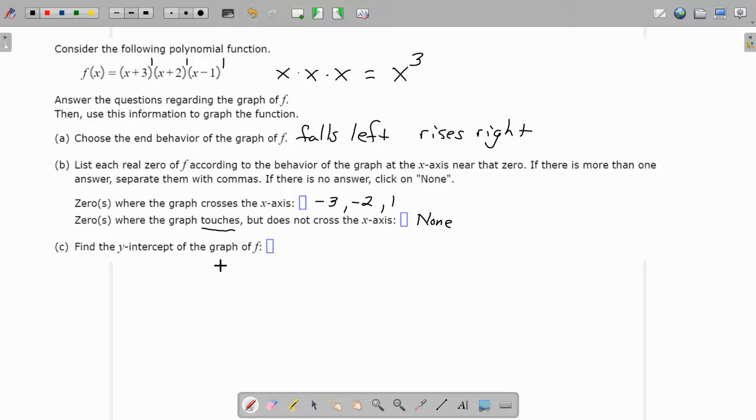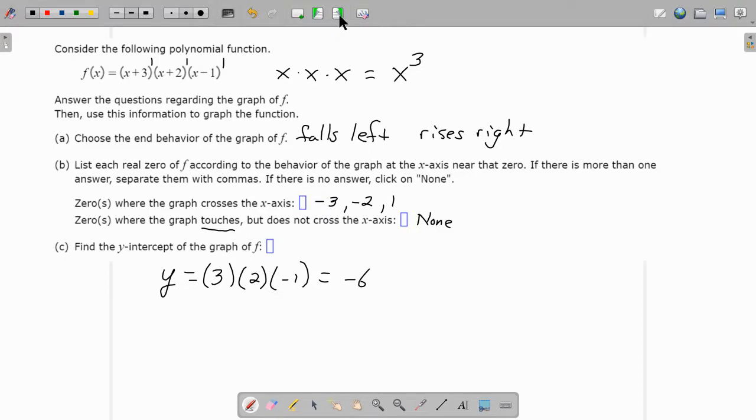Okay. The y-intercept of the graph, plug in 0 for x. So we get 3 times 2 times negative 1, which equals negative 6. So you're just plugging in 0 for x. We didn't see this in the last couple of problems, but we're plugging in 0 for x.